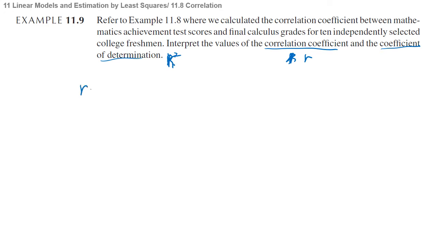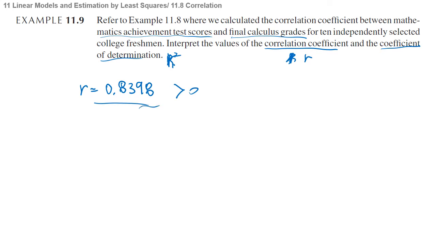Anyway, the r that we calculated from the previous example is 0.838398. And from here, what we can interpret is that r is a positive number. So the positive correlation coefficient implies that freshmen with higher achievement test scores will get higher calculus grades. So there's a positive correlation between the final calculus grade and the mathematics achievement test score.